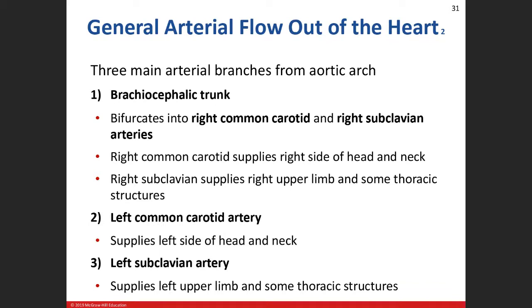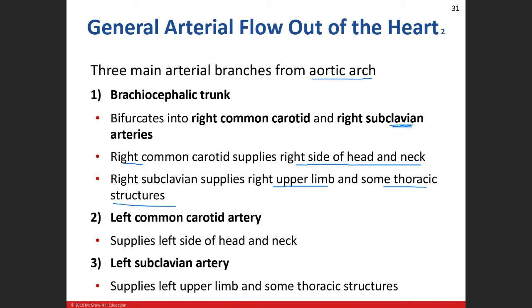The right subclavian, clavian, then clavicle. This one, the right subclavian, is going to supply your right upper extremity, and also parts of the thoracic wall there. So right common carotid is going to be the right side of your head and neck. Right subclavian, upper limb, right upper limb actually, to be specific, and some of the thoracic structures in the thoracic wall there. That's the first branch off of the aortic arch.